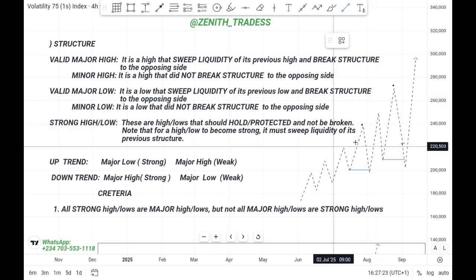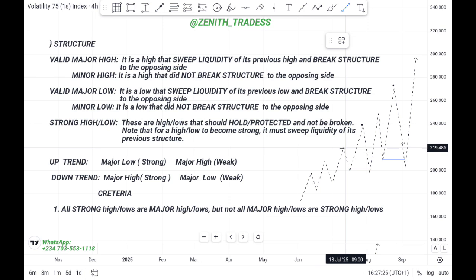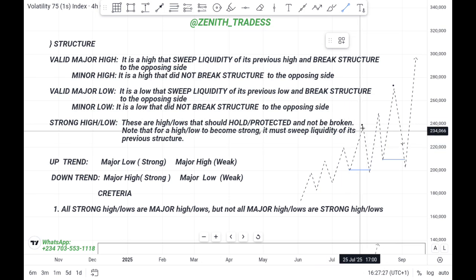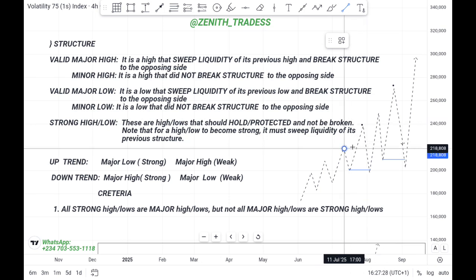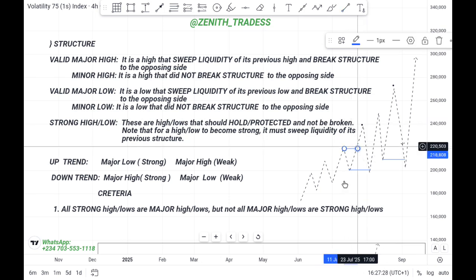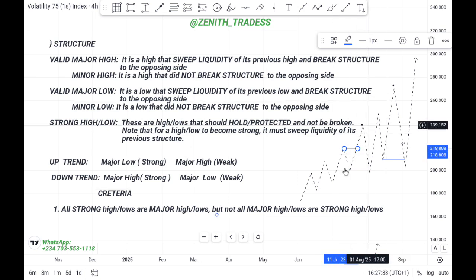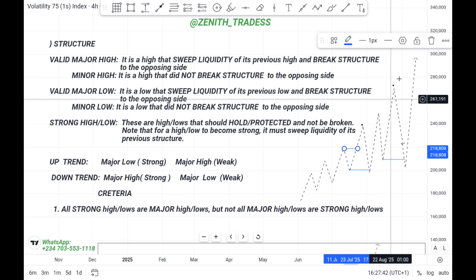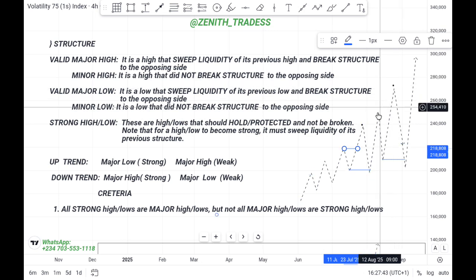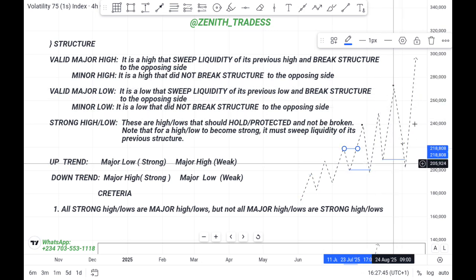What they mean by sweep liquidity of the previous high is they're able to sweep liquidity here before moving, right? This high sweeps liquidity of this high like this. This is also a form of sweep. Because this is an uptrend, some people will call it a break. Here the break is a sweep because there is liquidity on top of this high. So it sweeps here and also sweeps this low before moving bullish. Now this high too sweeps here and also sweeps the low before moving bullish.